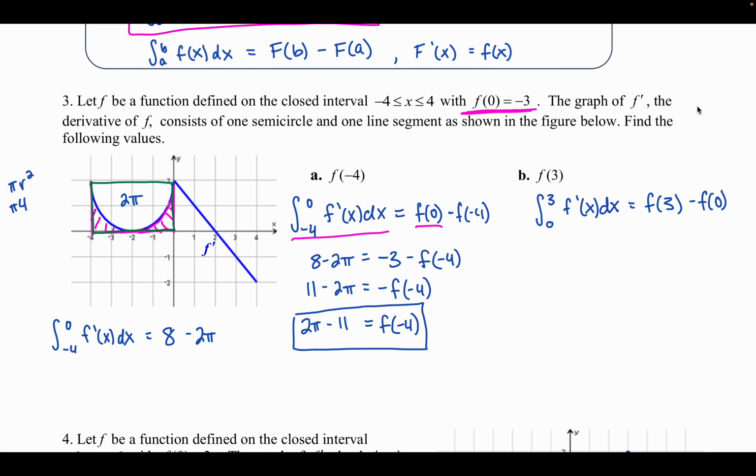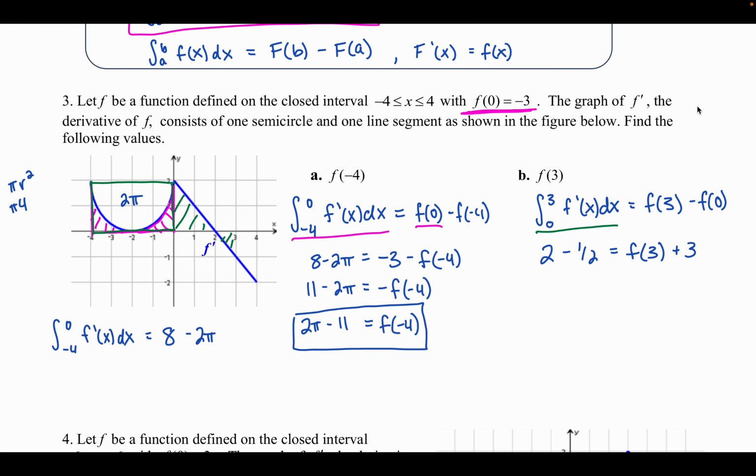So let's figure out what is the value of this integral from 0 to 3. That's this area right here. The area of the upper triangle is going to be 1/2 base times height. Base times height is 2 times 2, and 1/2 of that is going to be 2. And then the smaller triangle has an area of 1/2, and it's negative. And I know that f of 0 is -3, so subtracting that would actually get me +3 here.